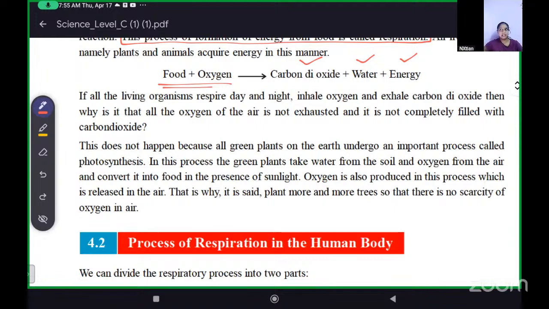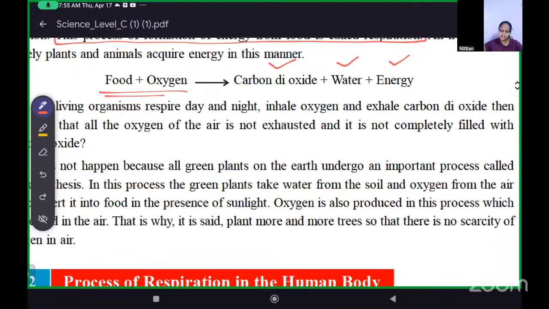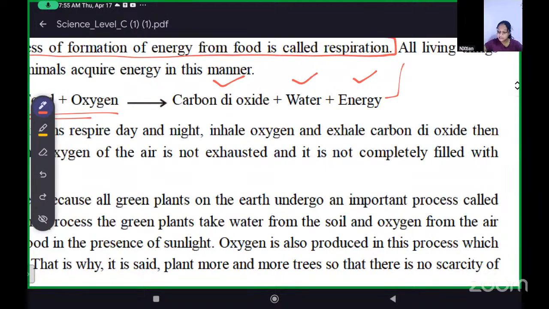Glucose, yes, but it's not only glucose, it's proteins and carbohydrates and fats, all of these things. If you write only glucose, then it's kind of incomplete. But when you write energy, under energy all the three things come.